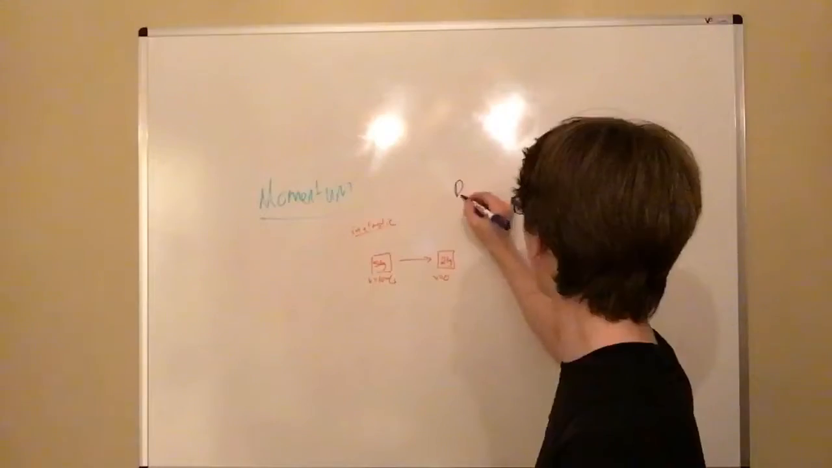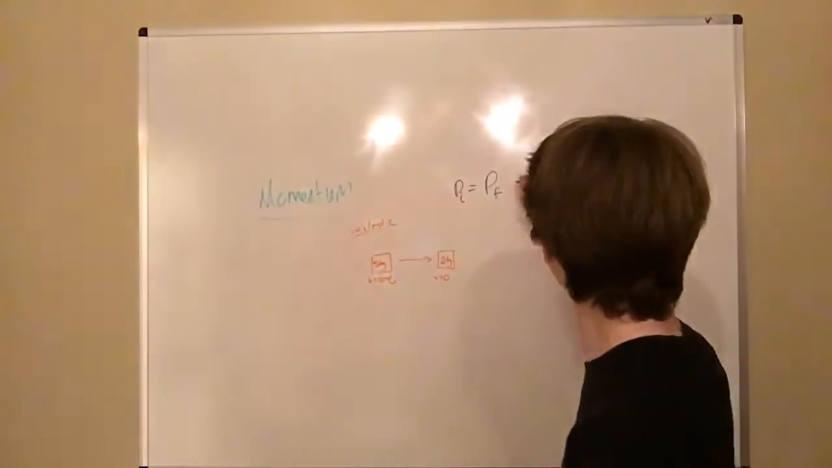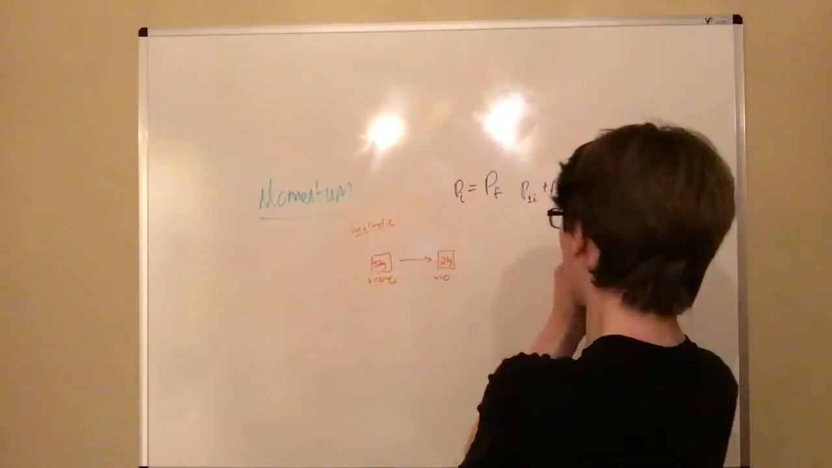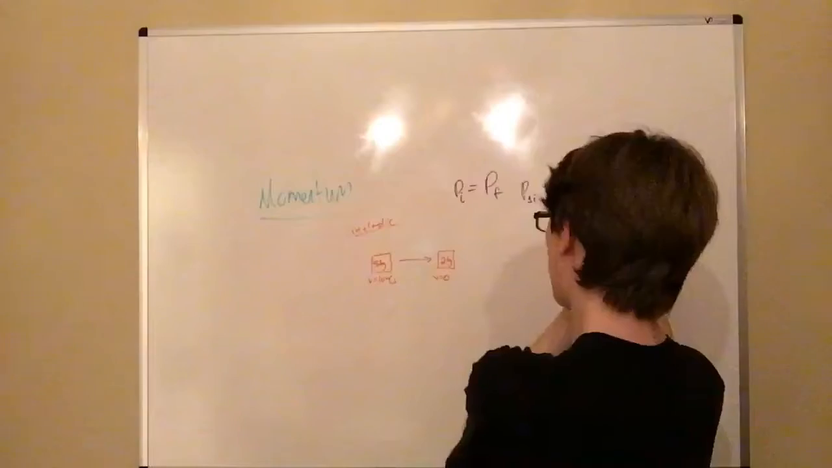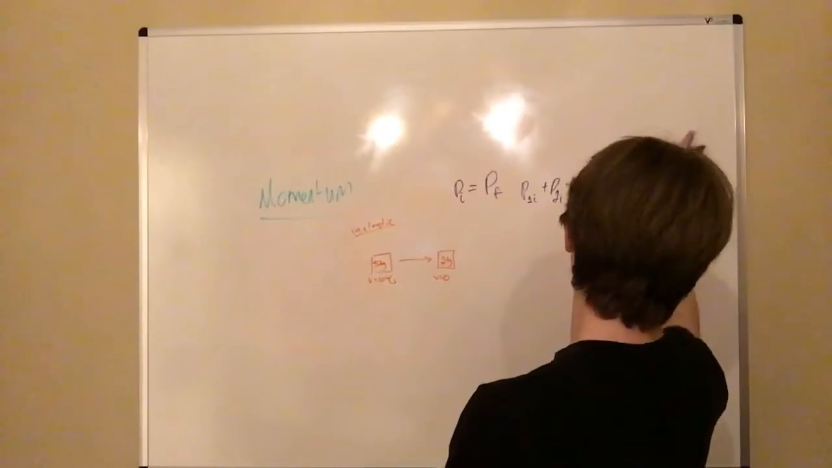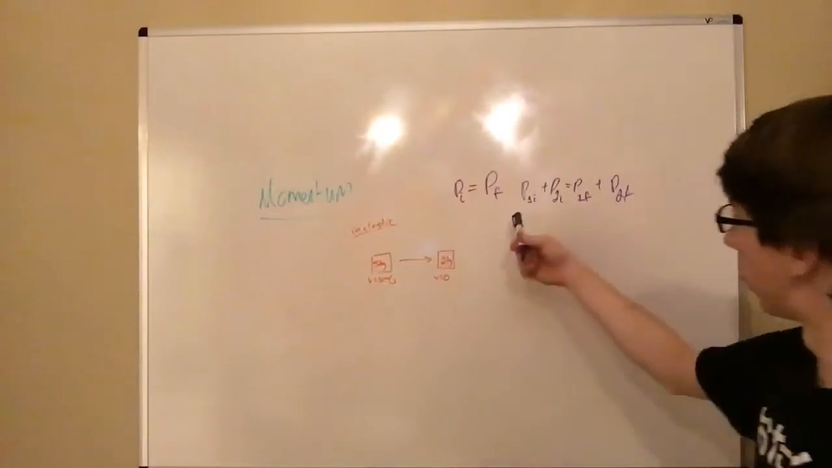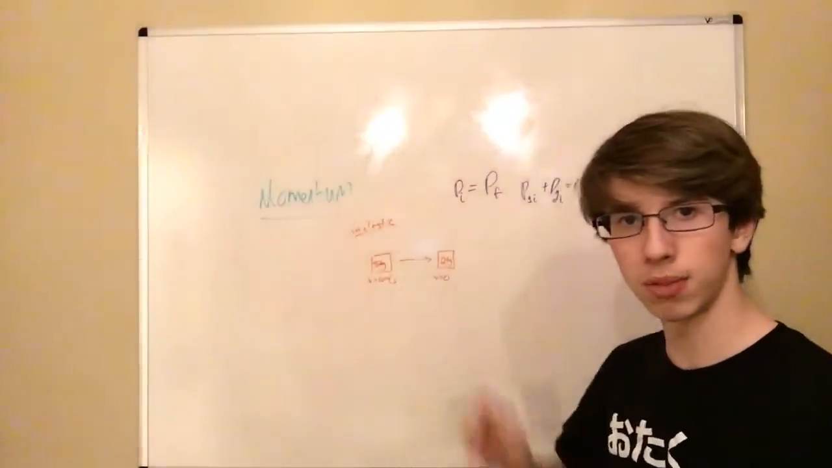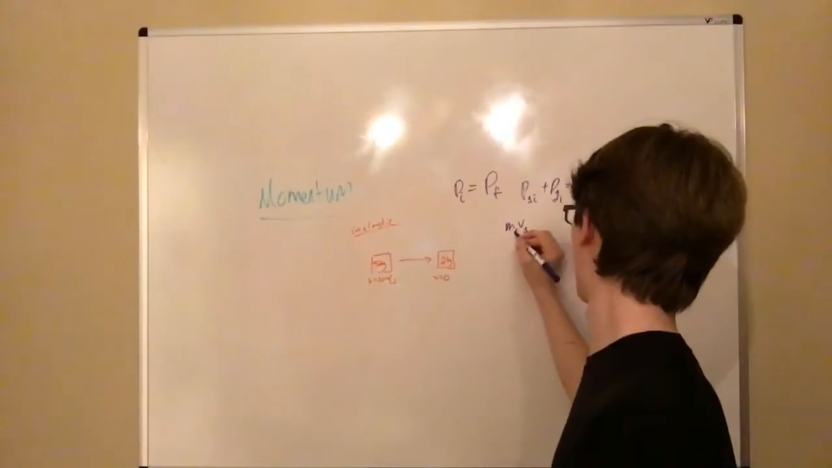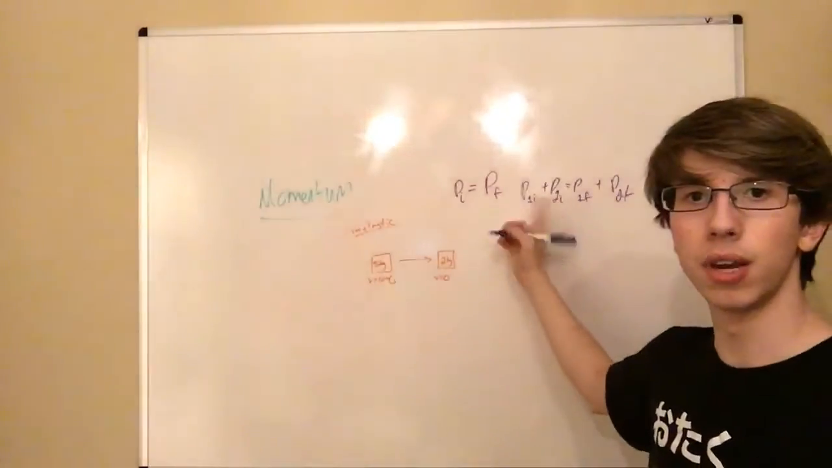And so we start off with P initial is equal to P final. And so we have how many bodies? 1, 2. 2 bodies. And so we have P1 initial plus P2 initial is equal to P1 final plus P2 final. And so now we know what P1 initial is. It's just mass 1 times velocity 1 initial. So that's m1 v1 initial plus the initial velocity of body 2, which is 0.